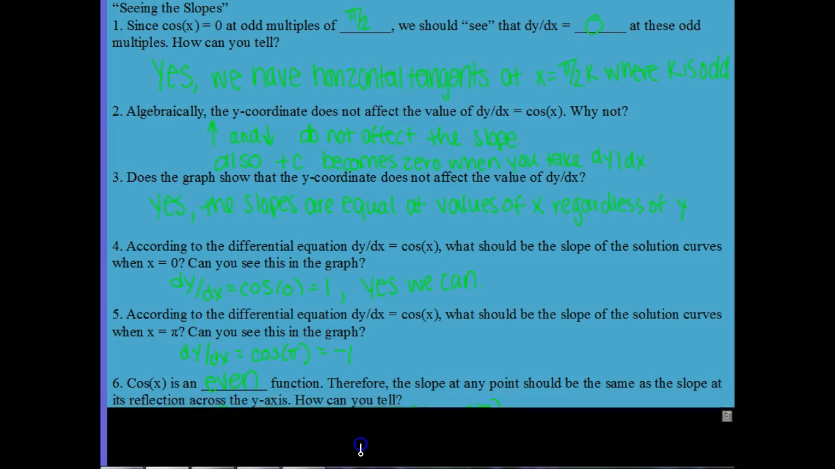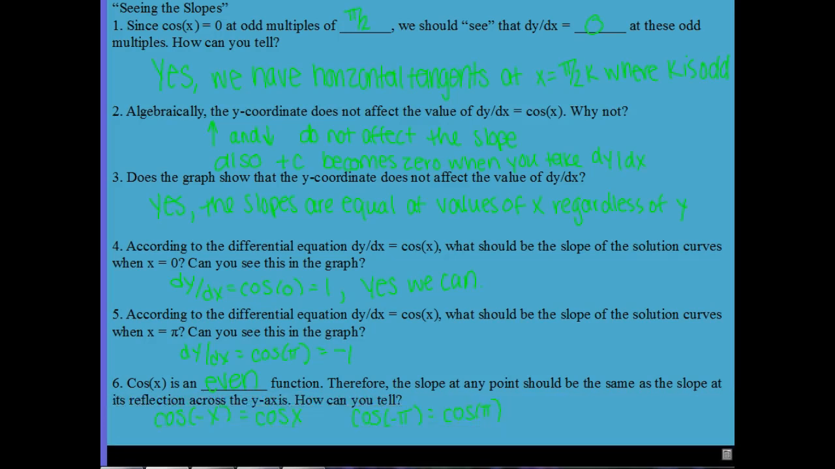Cosine is an even function, therefore the slope at any point should be the same as the slope at its reflection. How can you tell? Well, if you plug in cosine of negative x, you get cosine x. Cosine of negative pi is equal to cosine pi. If you look at your previous example, that should make sense, because cosine of negative pi would take you back to pi if you think about your unit circle and adding 2 pi to it.